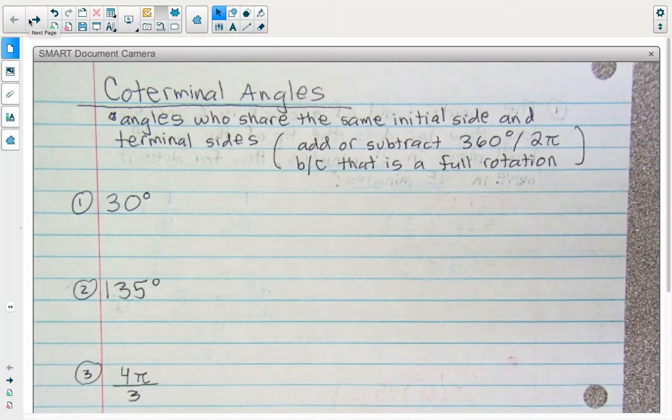All right, in this video, we're going to talk about coterminal angles. Make sure you've watched the first video where I talked about angles and converting from degrees to radians and things like that before you watch this video.